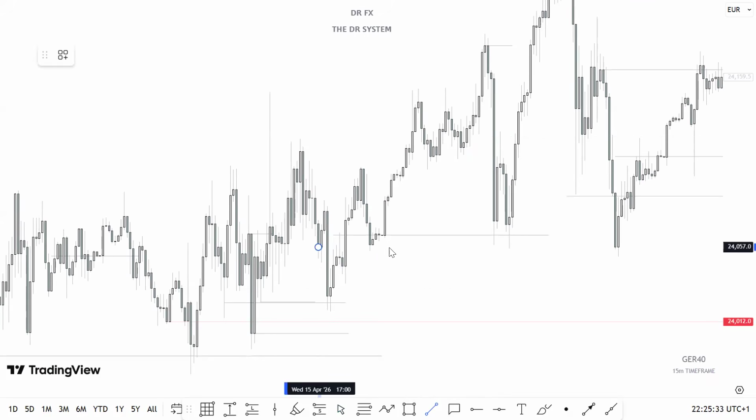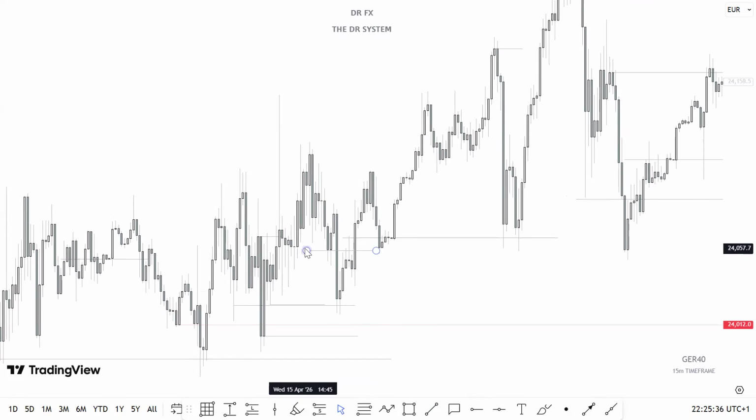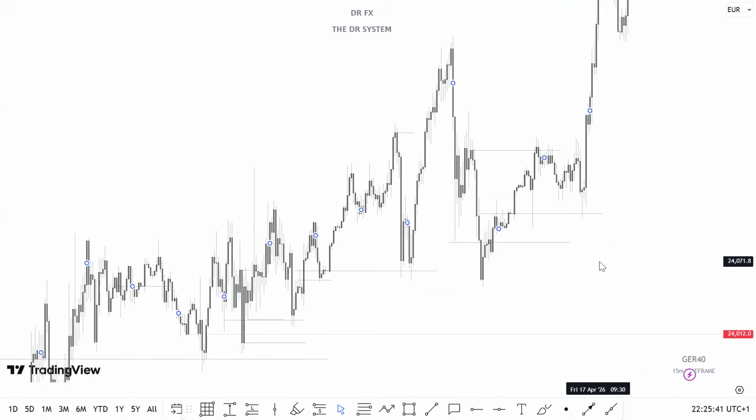This QM right here, right here. So this should have been an entry here. This is a normal continuation setup, right? So we would explain that. But for now, stick to model 1.